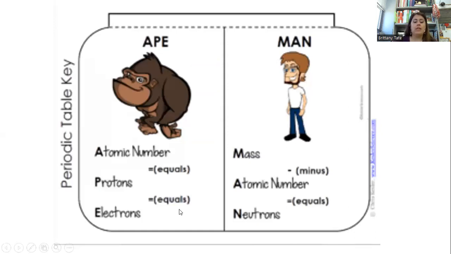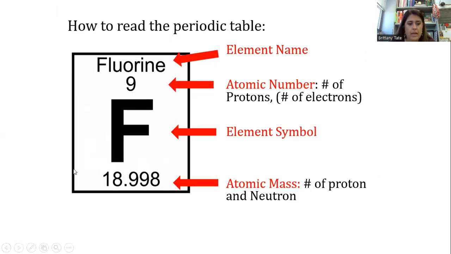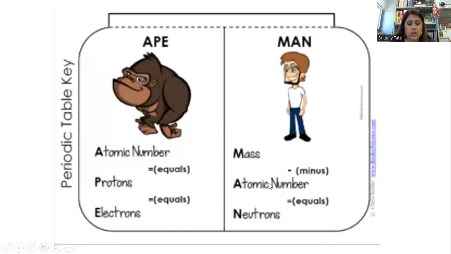And we can do that using this saying, and we talked about it, but I think a lot of us forgot what ape man means. So if we can remember, ape is the atomic number, so the number at the top equals the number of protons and equals the number of electrons. So if we look back here, 9, that means that we have 9 protons and 9 electrons.